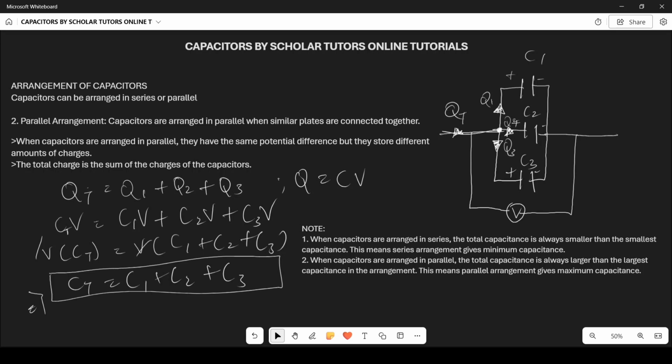But then in parallel, it is different. The total capacitance is always larger than the largest capacitance in the arrangement. So you should note this. They are just opposite each other and it is very simple to learn.